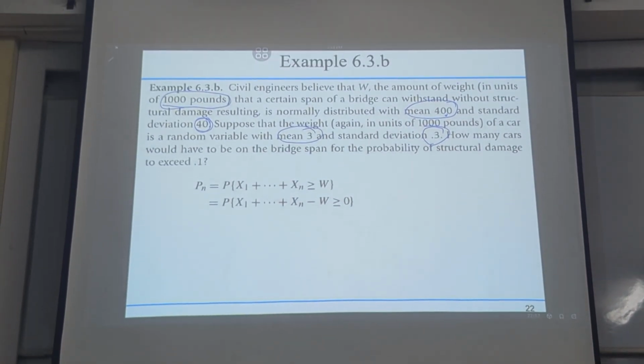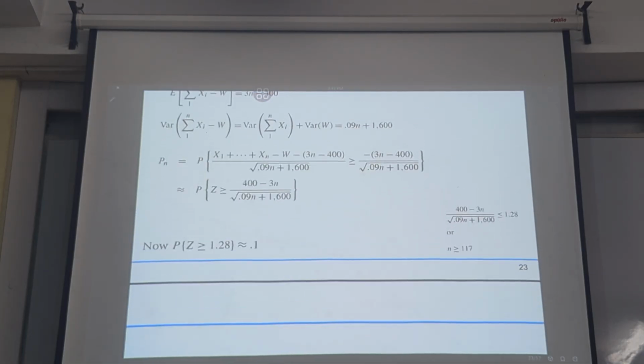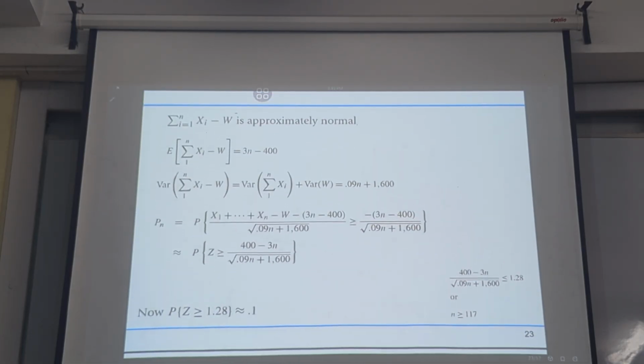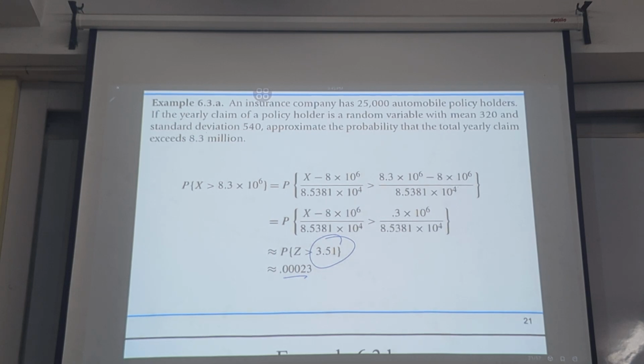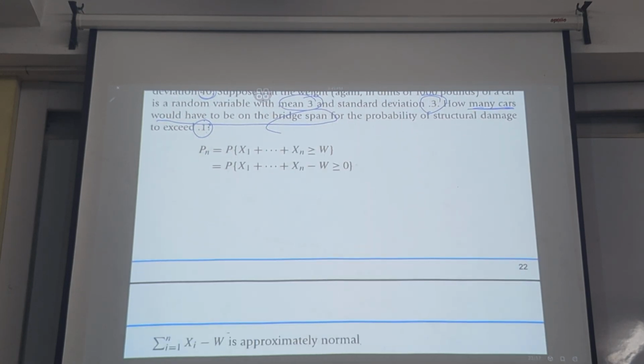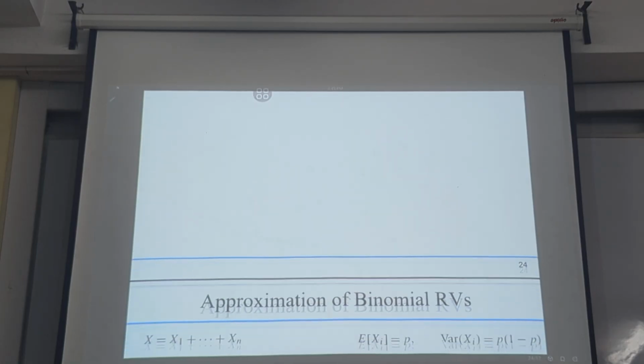How many cars could be on the bridge? How many cars are required to exceed the probability 0.1 that the bridge will break down? So it is a similar thing, just this time our calculation will be the value of n. How many cars are there? In this case, we calculated the probability, but here, when things are given, we need to calculate the value of n.